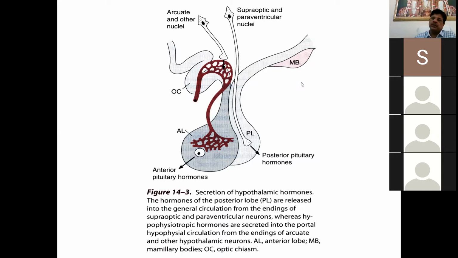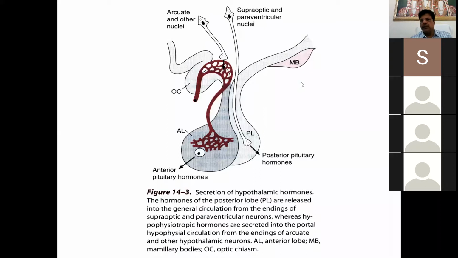So based on immunohistochemistry, we saw that there are five types of cells. Somatotropes, which secrete growth hormone; corticotropes, which secrete ACTH; thyrotropes, which secrete thyroid stimulating hormone; gonadotropes, which secrete both FSH and LH; and lactotropes, which secrete prolactin.